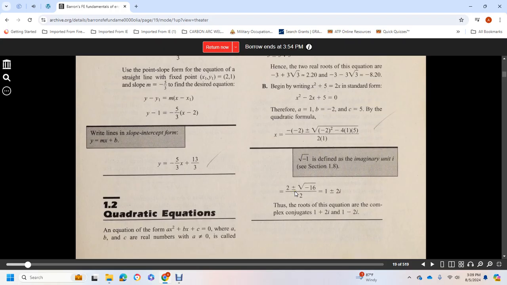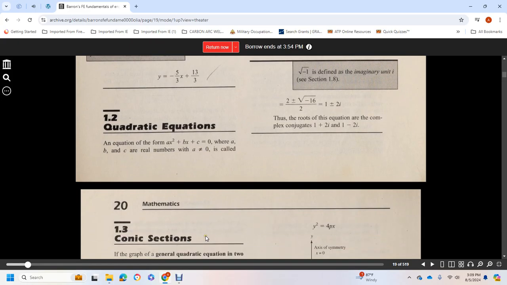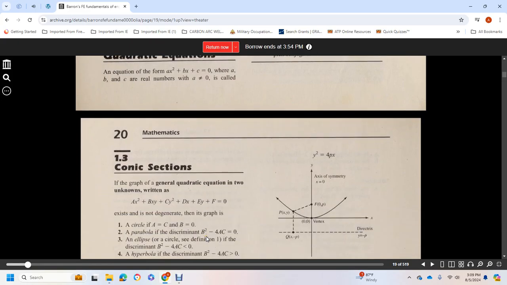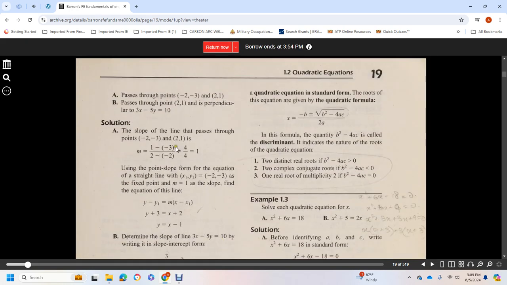Alright, we're going to skip some of these questions. Quadratic equations: an equation of the form ax squared plus bx plus c equals 0, where a, b, and c are real numbers and a is not equal to 0, is called a quadratic equation in standard form. The roots of the equation are given by the quadratic formula.